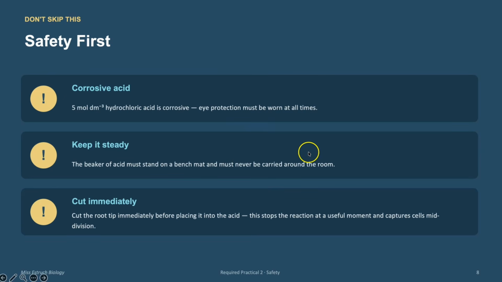And you shouldn't be carrying around the beaker. You should be having your beaker on the desk and bring the closed bottle of acid to your table, pour your acid into the beaker, put the lid back on, and then take it away. Final one is more to do with the practicalities though. As we said, we place it in the acid so it stops the reactions, and you should capture cells mid-division.